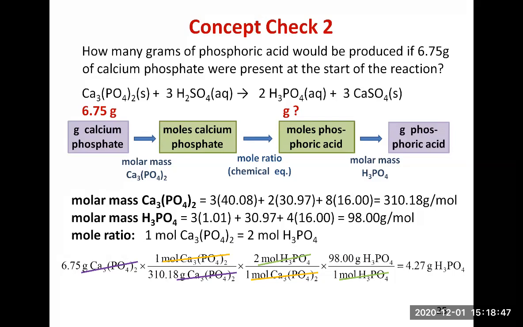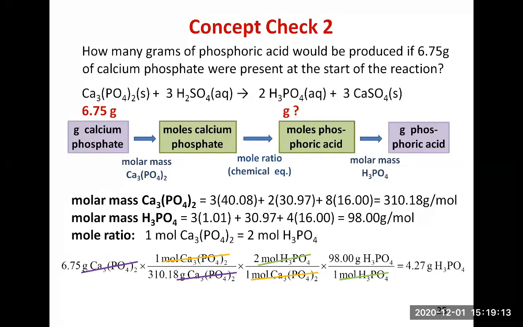So in the calculator you do 6.75, and I will multiply all numerators together, so times 2 and times 98.00. And then I will divide by the denominator, 310.18. And the calculator answer is 4.265265, etc.